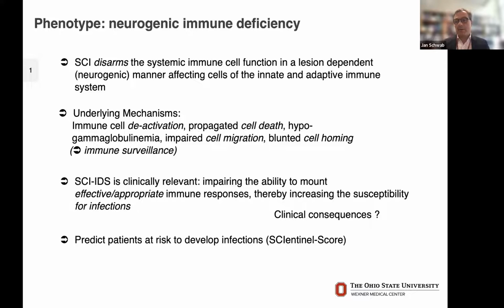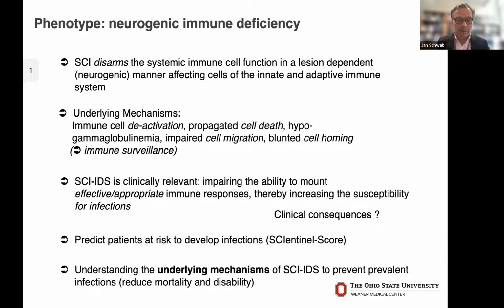And what would now be the clinical consequences of that? We would like to develop a clinical hands-on score, which would help us to identify those patients at risk and then triage them to other treatment algorithms. To, however, interfere with the development of those infections, we foremost would like to understand what the underlying mechanism of this immune deficiency really is, which would help us again to find ways to interfere with it.